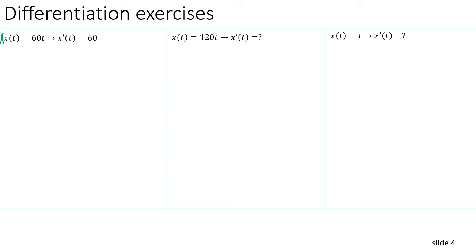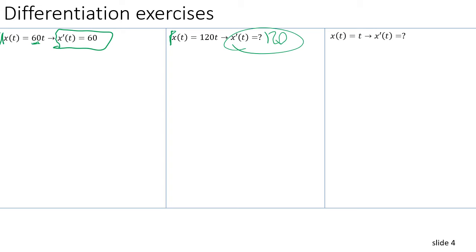Well, the derivative is the rate of change, and it seems to be that the rate of change is 60. So our derivative is 60. Okay, so for the next question over here, what is the derivative of x(t) equals 120 times t? Well, we do the same thing as last time, and our derivative is 120.